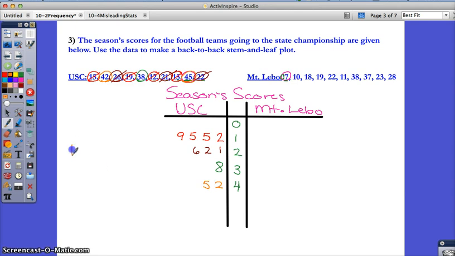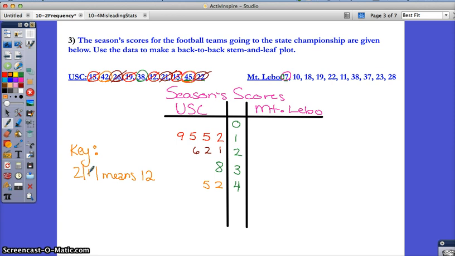I'm going to start the key for this side. You're going to do the key for the other side. So I would pick a number that actually exists in your data. I'm going to pick 2 with the lines and the stem of 1. And that means a score of 12. The 1 is in the stem. I know it's in the stem because it's between the lines. 2 is the leaf, so that means 12.